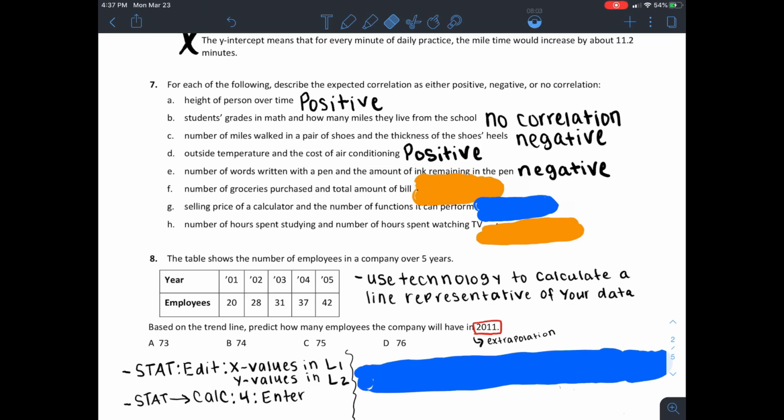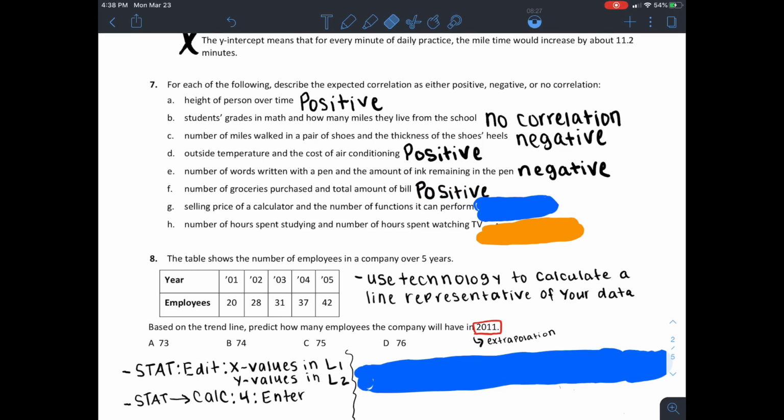F, the number of groceries purchased and the total amount of the bill. So the more you buy, the more expensive it is. So I'm going to say that as the number of groceries increases, the total amount of the bill also increases. Both variables are increasing. It's showing positive correlation.